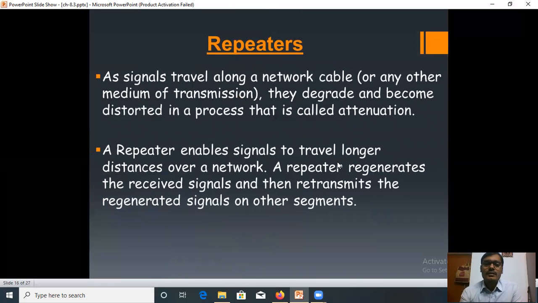Now coming to the next, repeaters. What are repeaters? Repeaters are devices which make the signal stronger. As signals travel along a network cable or any other medium of transmission, they degrade and become distorted. They become weak in a process that is called attenuation. So a repeater enables the signal to travel longer distances over a network, and a repeater regenerates the received signal and then retransmits the regenerated signal on other segments. So the simple work of a repeater is that it regenerates the signal and makes it stronger so that it can be transmitted through long distances.